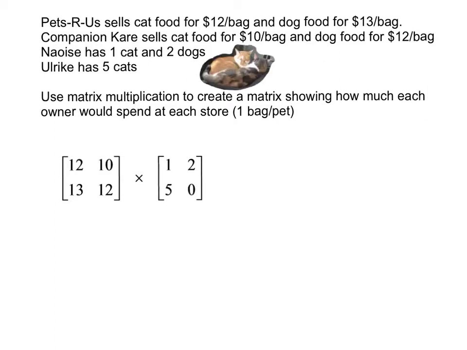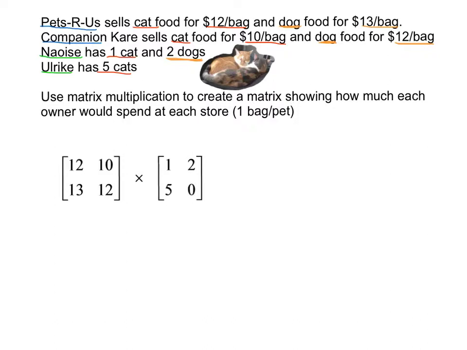This problem is about cats and dogs, so let's get a picture of a cat and dog in there. Okay, we have two stores, Pets R Us and Companion Care, and they sell cat food for $12 a pop, dog food for $13. Companion Care: $10 for cat food, dog food $12. And then I have these two wonderful girls. Nisha has one cat and two dogs, and Urika, oh, she's not going to like this. Urika became a crazy cat lady. She's got 5 cats. I guess neither of them own 2 cats, so maybe this picture is a little bit inappropriate here.